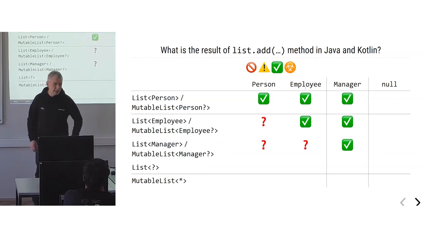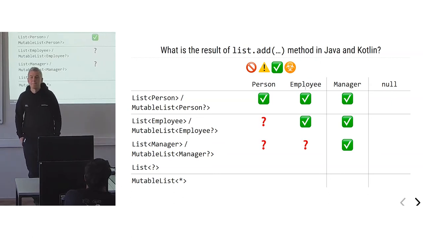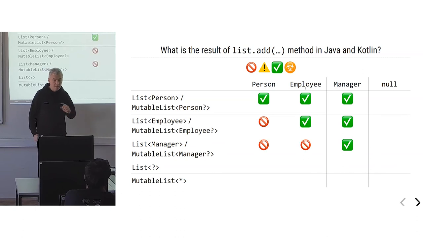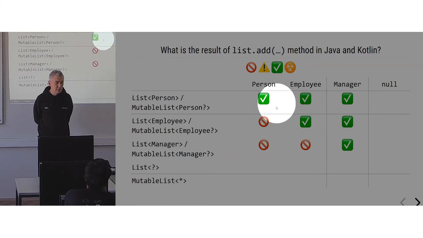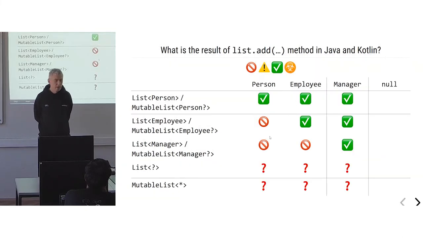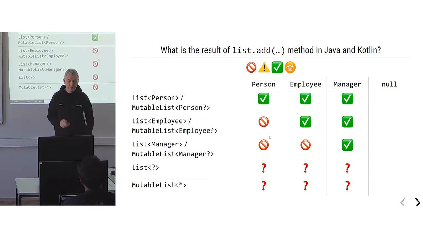What about this part of the table? Yeah. Because we know why. Because person is not necessarily employee or manager. Well, this might be tricky for you, so this is also no. Why? What do you think, why?